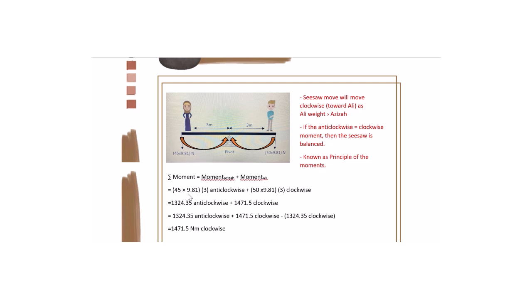So the moment for Aziza is 45 multiplied by 9.81 multiplied by 3, the distance is 3, anti-clockwise, plus the moment for Ali, 50 kg multiplied by 9.81, so we get Newton, multiplied by 3, the distance is 3 meters, clockwise. So calculate this one. For Aziza it is 1324.35 anti-clockwise, plus the moment for Ali 1471.5 clockwise.